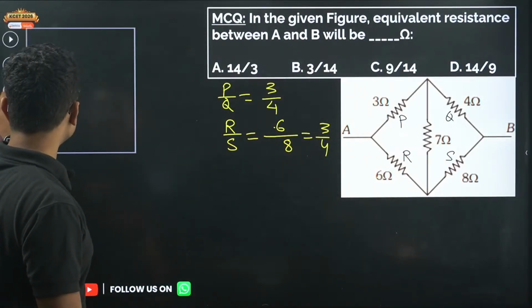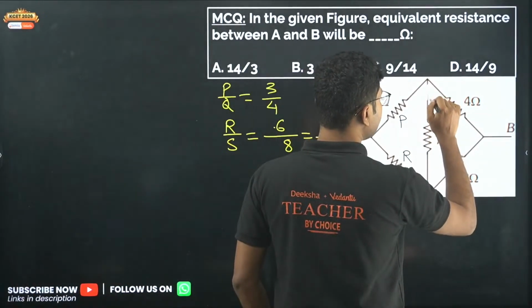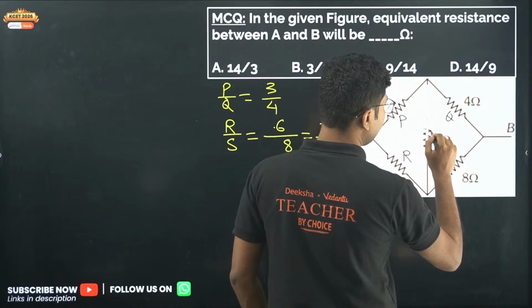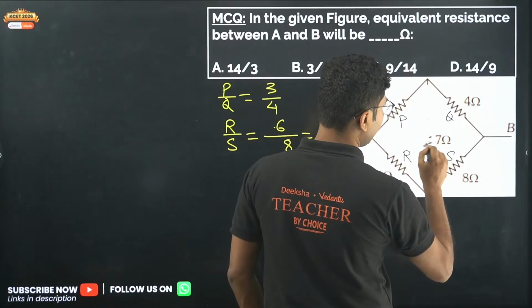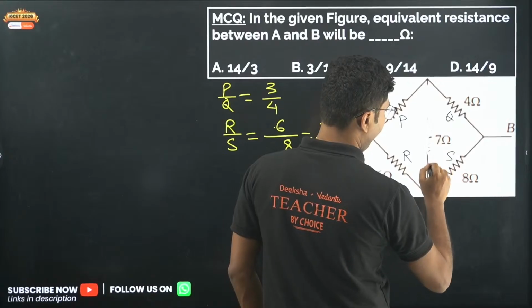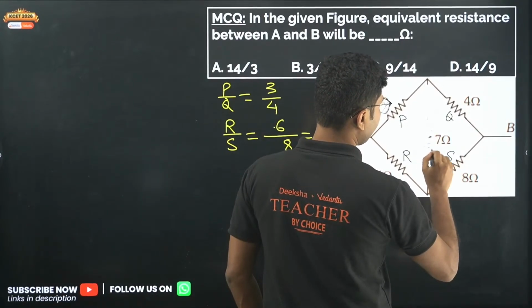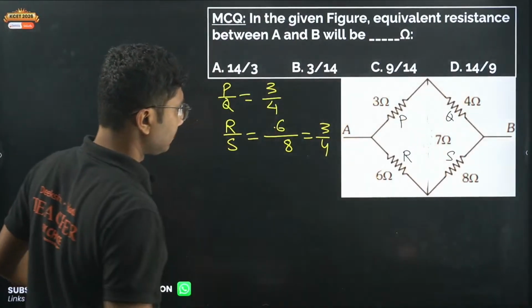Balanced bridge means this central resistance we can simply erase. No current is passing through this resistance, so we can simply erase it, and we just need to calculate the equivalent resistance of the remaining portion. Okay, so what is the equivalent resistance of this portion?